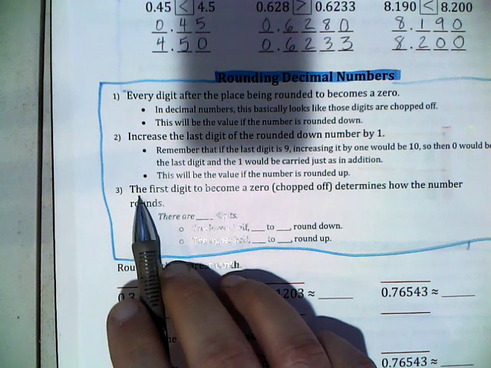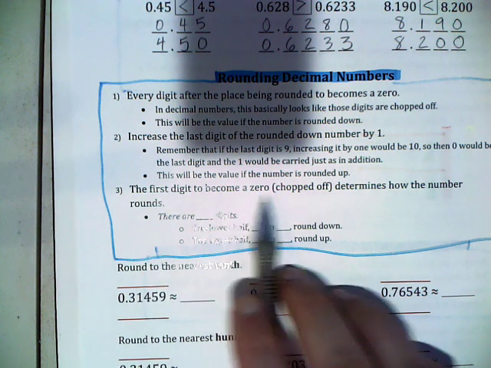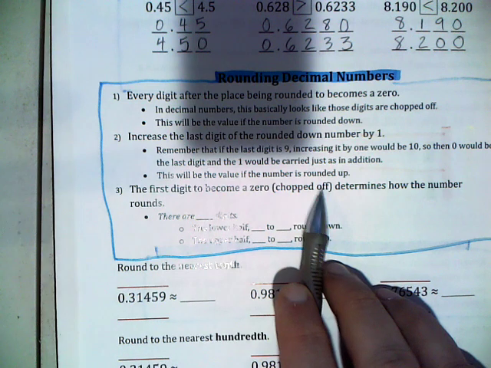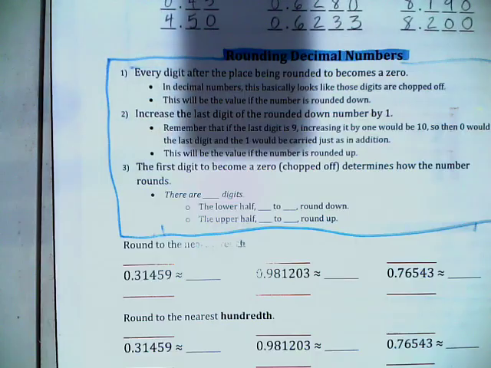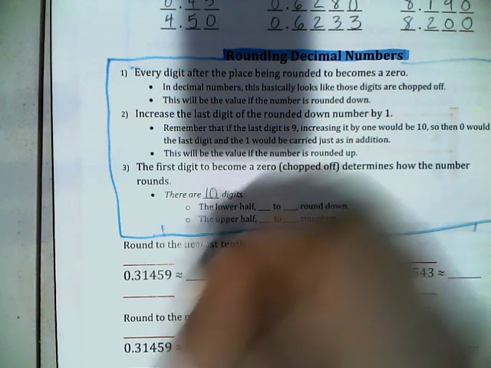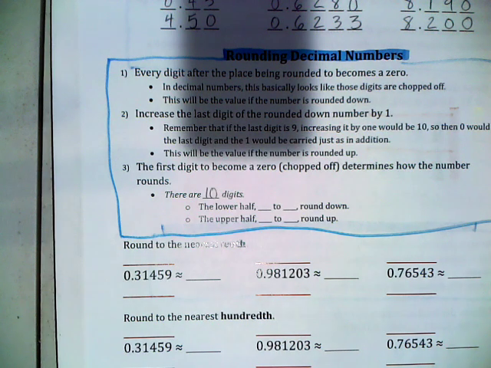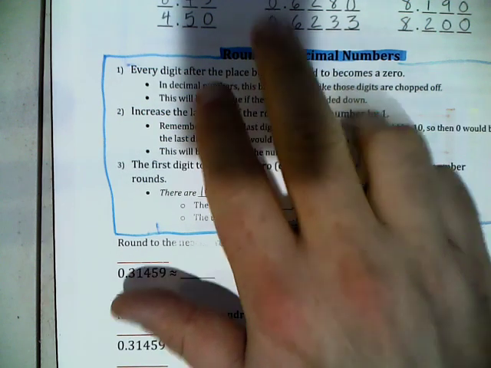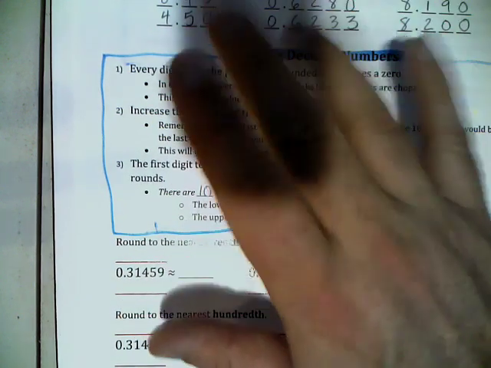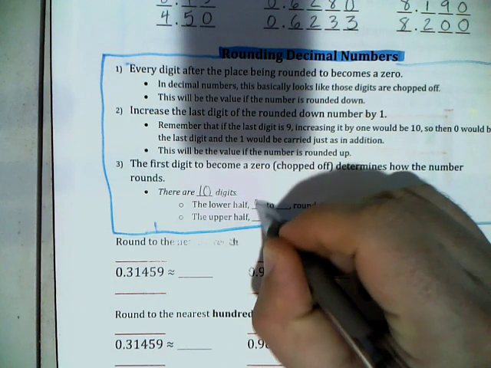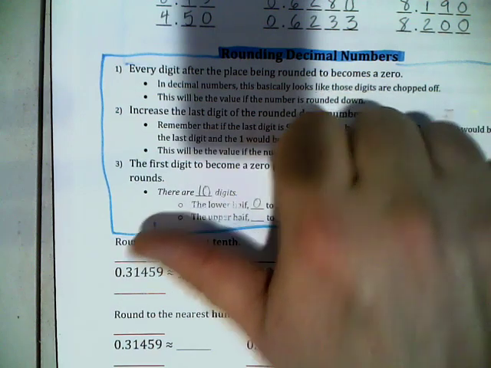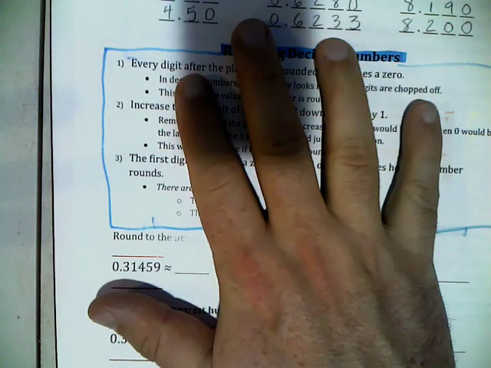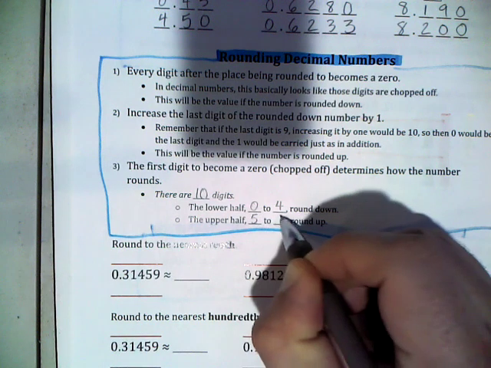And then step 3, the first digit to become a 0, the first one to be chopped off, determines how the number rounds. Remember that in our number system, just like we have 10 fingers, and fingers are sometimes called digits, we have 10 digits. The smallest digit is 0, so 0, 1, 2, 3, 4, the lower half of the digits, will round down. The upper half, 5, 6, 7, 8, 9, round up.